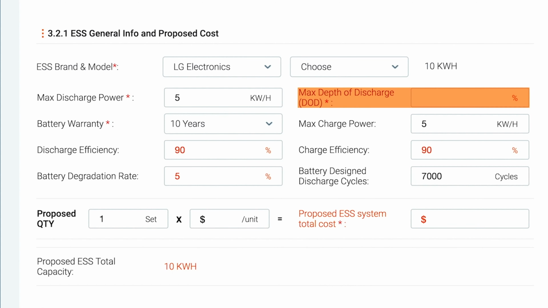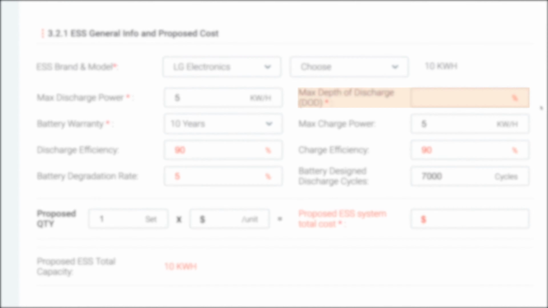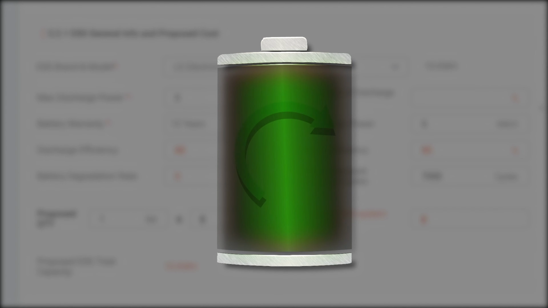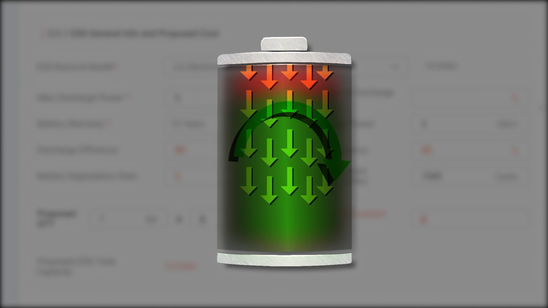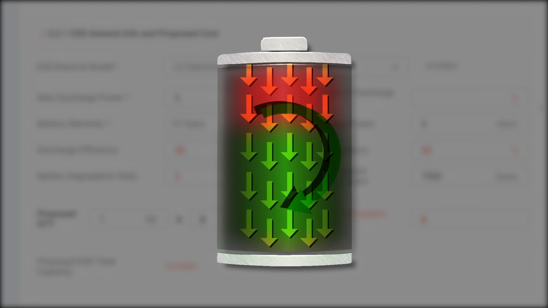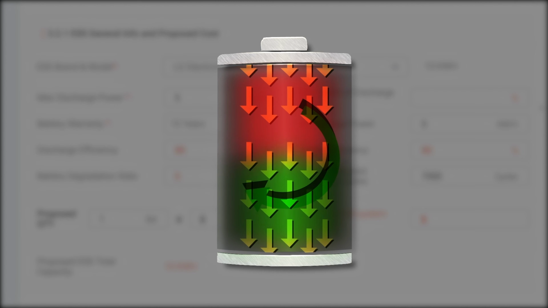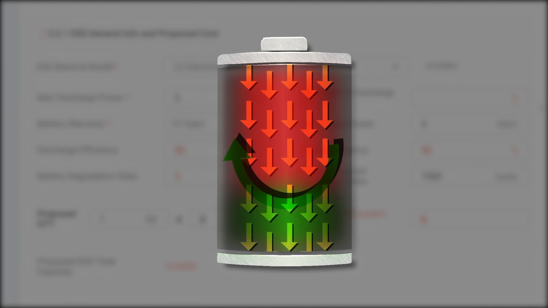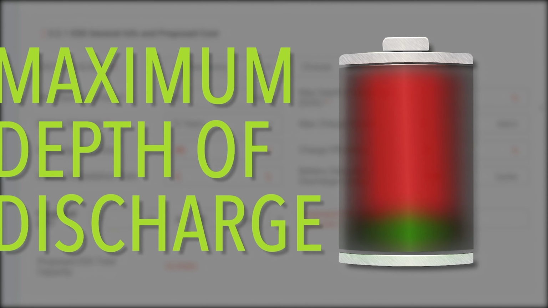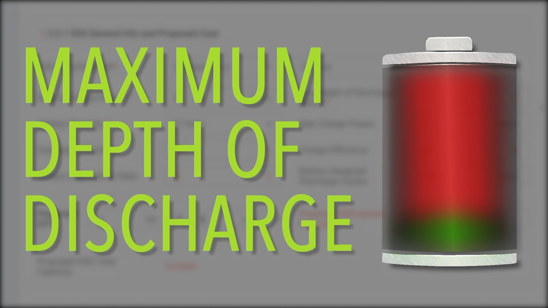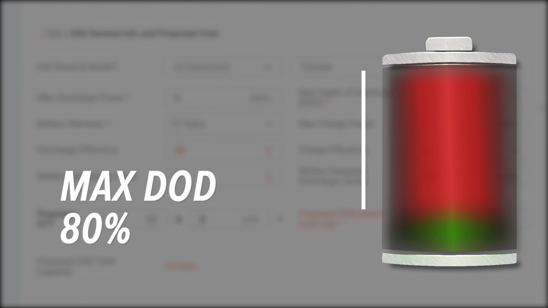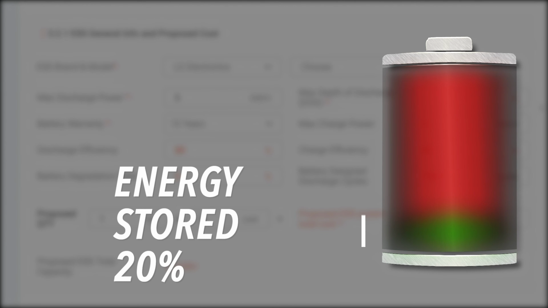Second is the maximum depth of discharge. This refers to the amount of energy that is cycled in and out of the battery on a given cycle. This will be expressed as a percentage of the total capacity of the battery. You can also regard maximum depth of discharge as a setting option. For example, if you set the max DoD as 80%, there will be at least 20% of energy stored in the battery to keep it running.